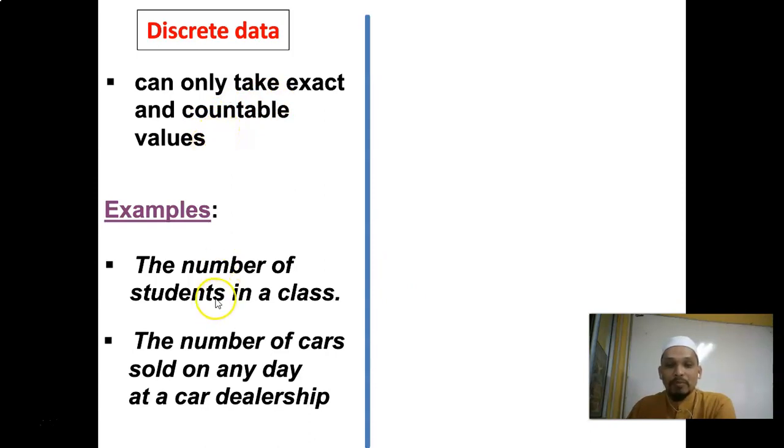For example, for the number of students in the class, it is impossible for us to describe that there are 7.35 students in the class. How do I describe the 0.35? Even if a student has no legs or no hands, we don't describe that person as 0.35 of a person. You still consider that as 1 person. So discrete data can only take exact and countable values.